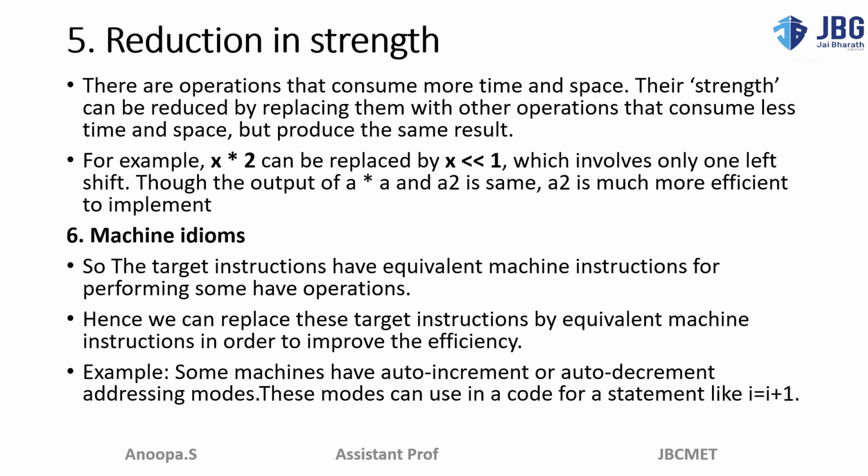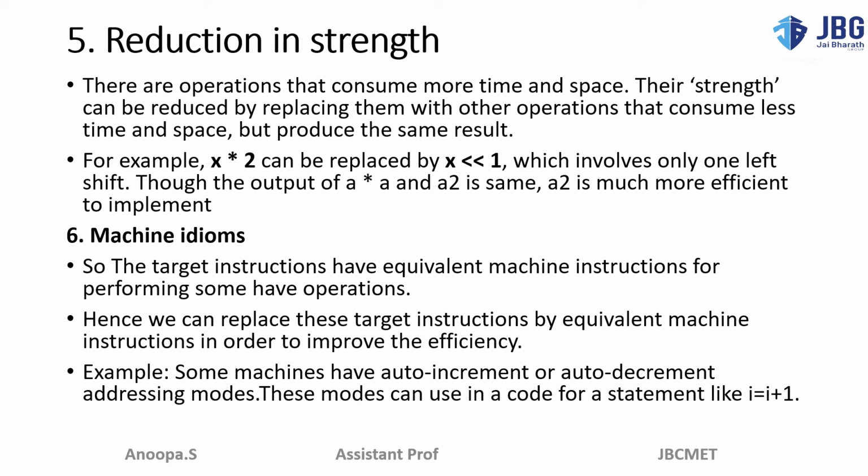This is reduction in strength. This we have already seen. In the previous example, in the last tutorial, what we saw was a multiplication statement. We replaced it by a subtraction statement, right? So in this example, x into 2 can be replaced by x left shift of 1. Shifting left by 1 has the same effect as multiplying by 2. So it's another example of reduction in strength.